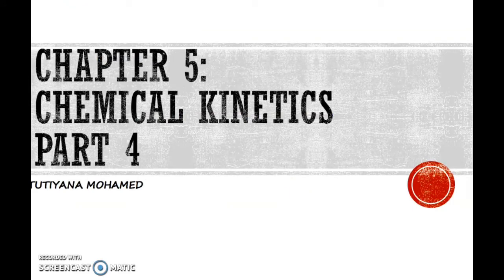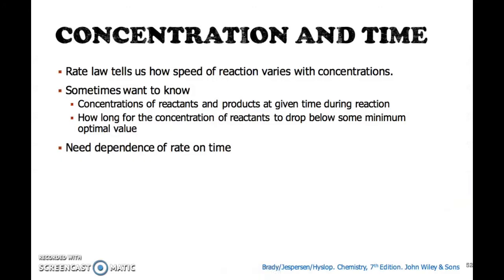Let's continue part 4 in chapter 5, Chemical Kinetics: concentration and time. We know the rate law tells us how the speed of reaction varies with concentrations. Sometimes we want to know the concentrations of reactants and products at a given time during the reaction. How long for the concentration of reactants to drop below some minimum optimal value? We need the dependence of rate on time.